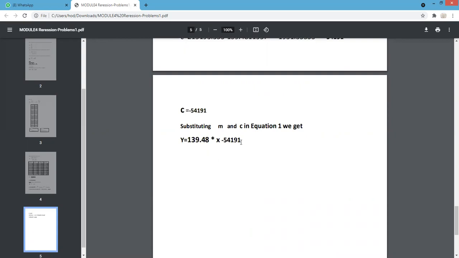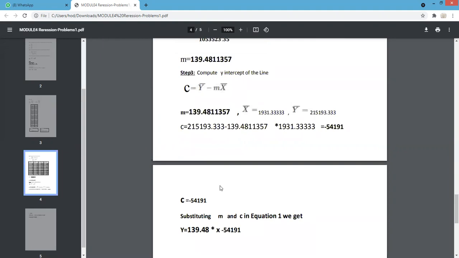So now your regression model is ready. We have derived the function y is equal to f of x. Now we can predict any house price for any given value of x. So what will be the house price if I give a value of x as 2000?